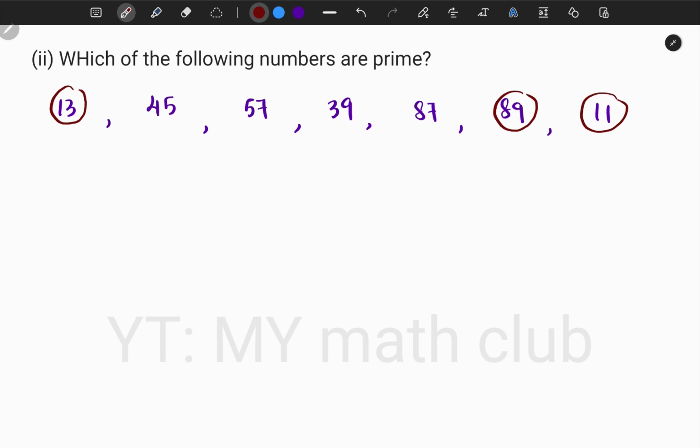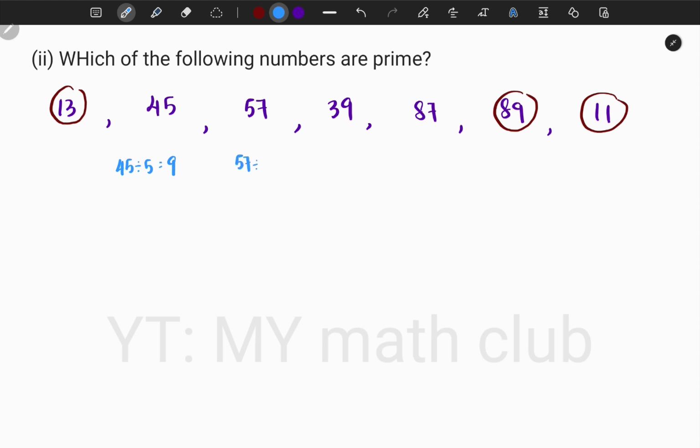To show how the remaining numbers are not prime, you can show in a way that divides by another number that is not 1 and itself, right? So all numbers here can be divided by 1 and itself. But if let's say 45, it can also be divided by 5. So that is like one of the proofs that you can show whether it is a prime or not.